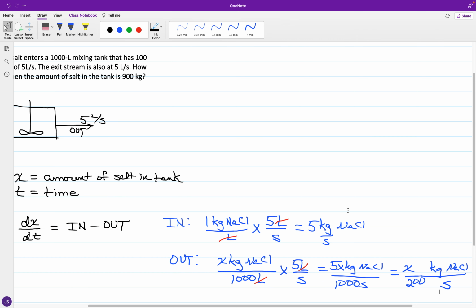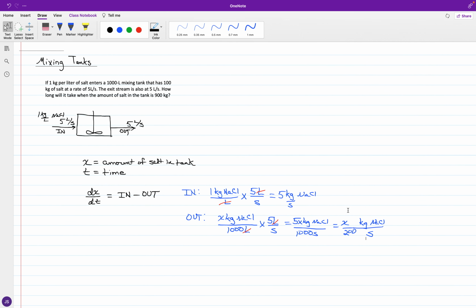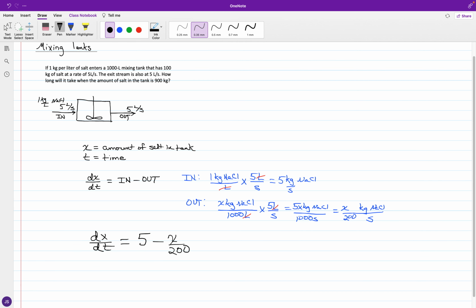All right, so looking at the overall picture and going back to our equation, we have dx over dt equal to what's entering: 5 kilograms per second of salt. Now I'll put in the numerical amount, and you have x over 200 kilograms of salt per second exiting, so I'll say minus x over 200. Here in the setup, we've got a first order linear differential equation.